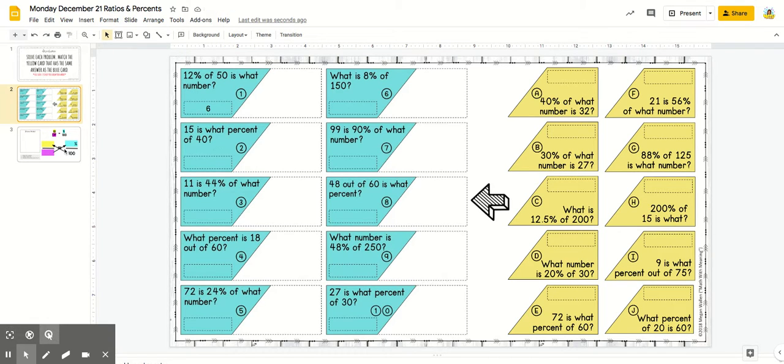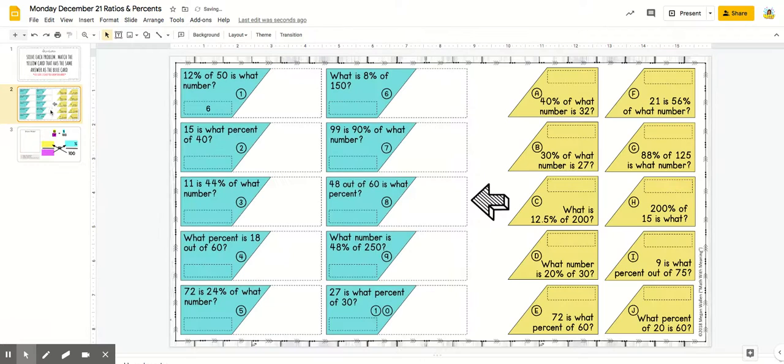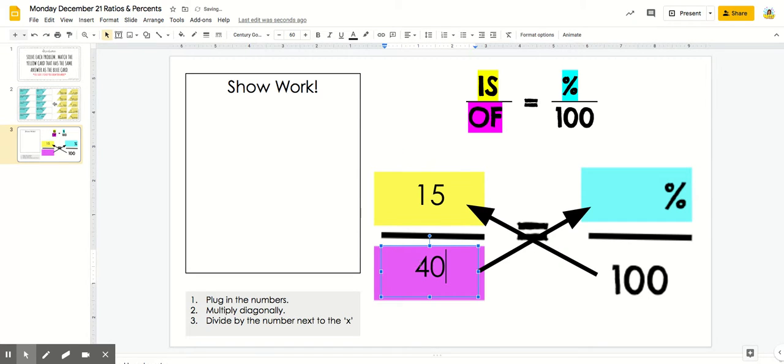I cleared my work and now I'm on number 2. 15 is what percent of 40? Well, I have the number 15 and the word is next to one another. So I'm going to put 15 in my is box, which is yellow. I can see that 40 is next to the word of, so I will put 40 in my of box. I don't know my percent, so that is where I will put my X.